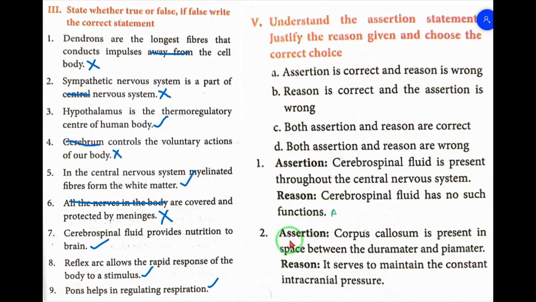Number 2. Assertion: Corpus callosum is present in the space between the dura mater and pia mater. Reason: It serves to maintain the constant intracranial pressure. Answer is D. Both assertion and reason are wrong.